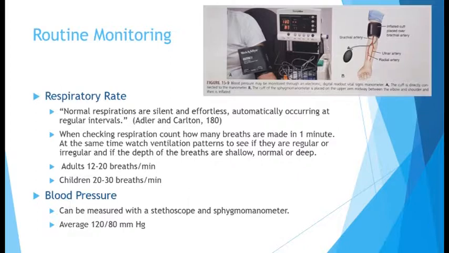Blood pressure can be measured with a stethoscope and sphygmomanometer. The average blood pressure is 120/80.